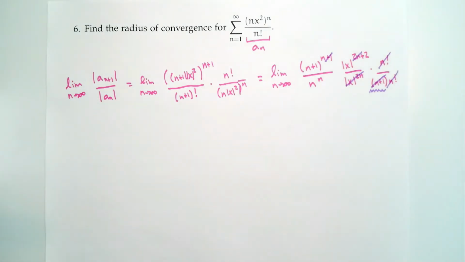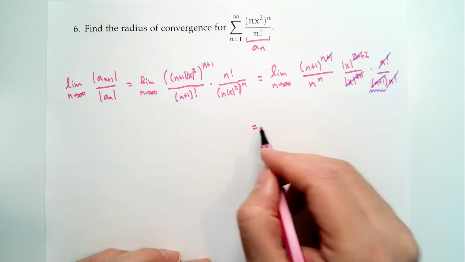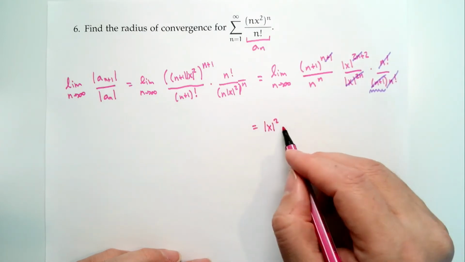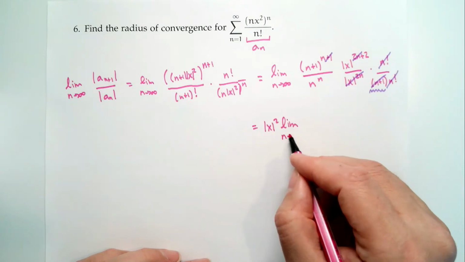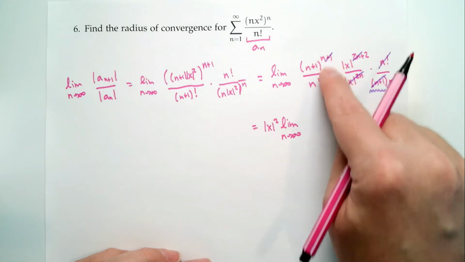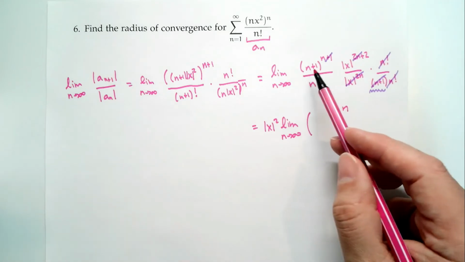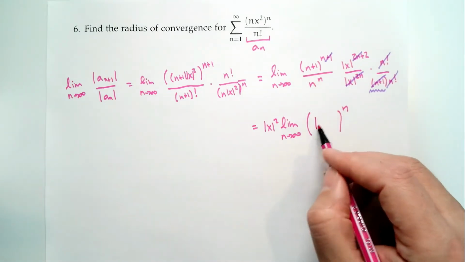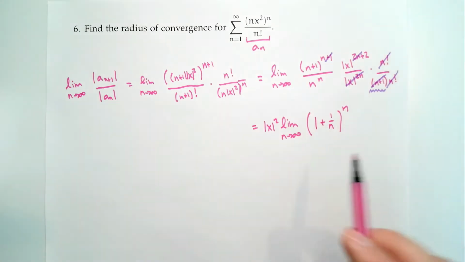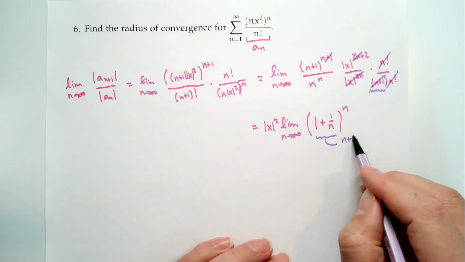Now it's our great moment. So the absolute value of x squared can come out of our limit, just like what we've been doing with other problems. So absolute value of x squared, limit, n goes to infinity. Now the only thing that's left is this piece right here, but both terms are raised to the nth power. So I have something to the n, namely n plus 1 over n. But that can be rewritten as 1 plus 1 over n. So this inside part is really secretly just a simplification of n plus 1 over n.